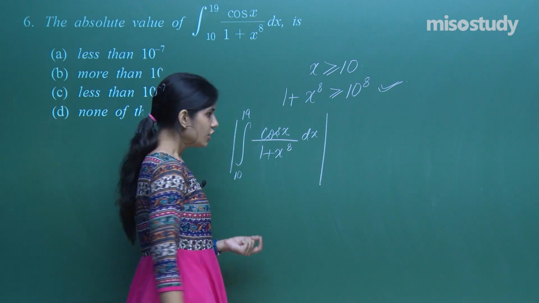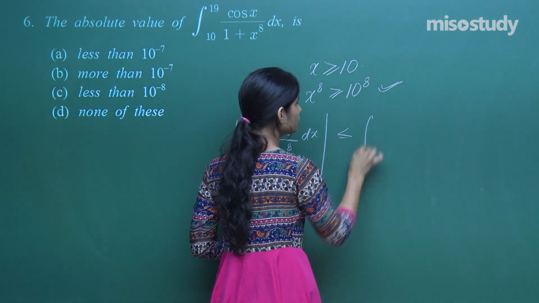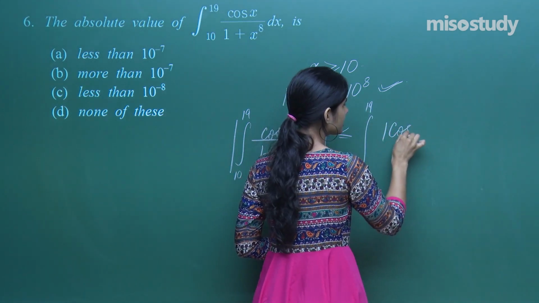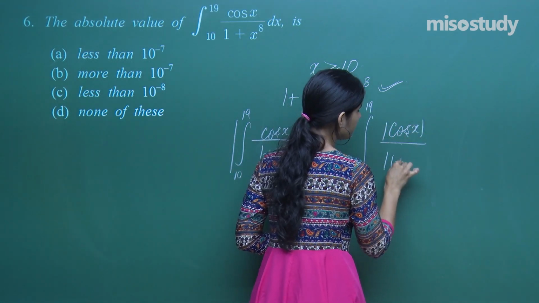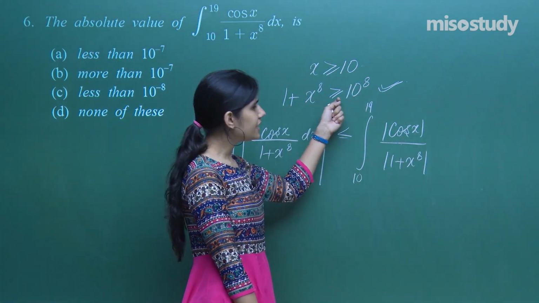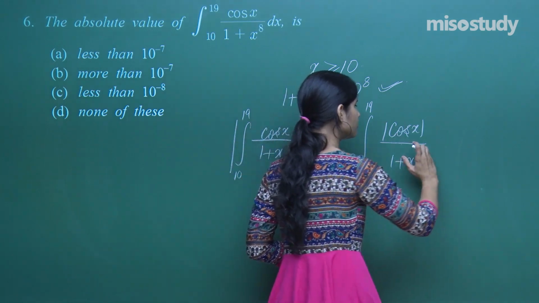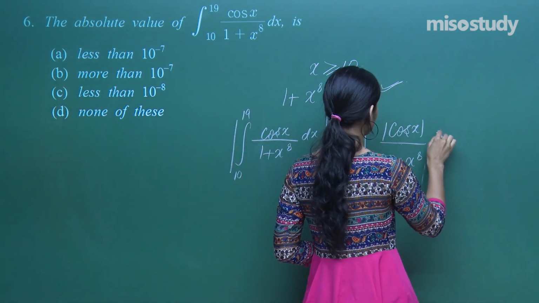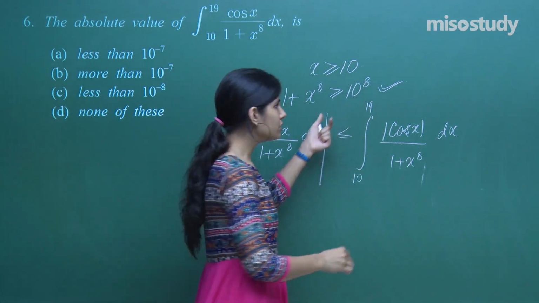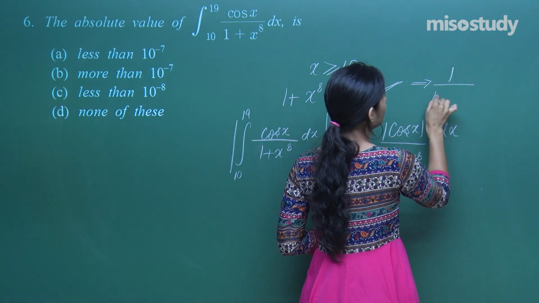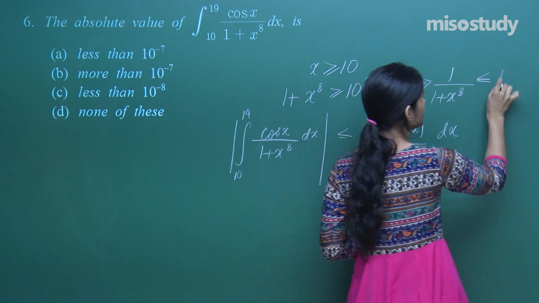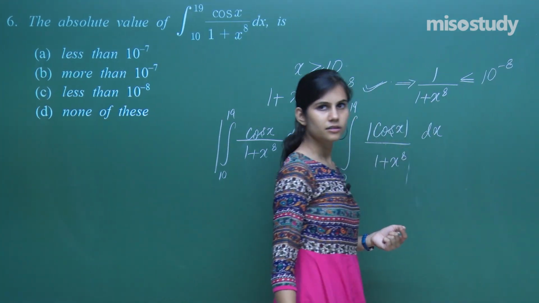What is this? You know that mod of the integral is less than or equal to integral of the mod of cos x upon mod of 1 plus x to the power 8. But 1 plus x to the power 8 is already positive, so there is no need to put this mod sign. So this dx. Now if 1 plus x to the power 8 is greater than or equal to 10 to the power 8, this implies 1 upon 1 plus x to the power 8 is less than or equal to 1 upon 10 to the power 8, which is 10 to the power minus 8.